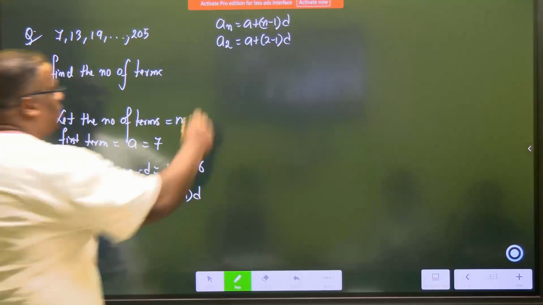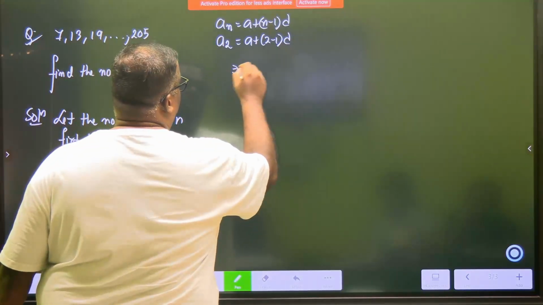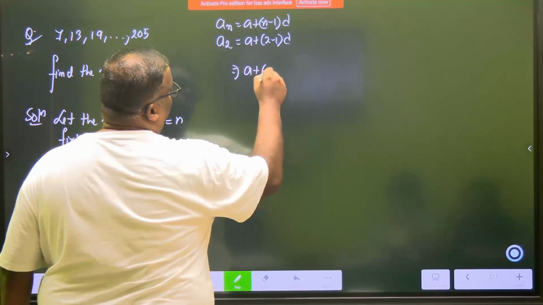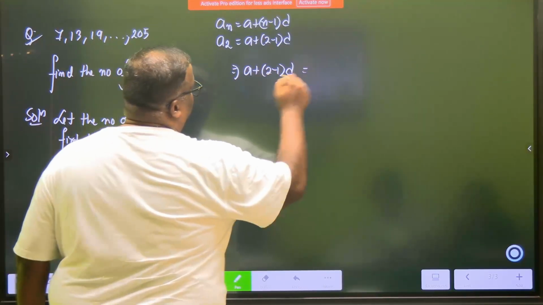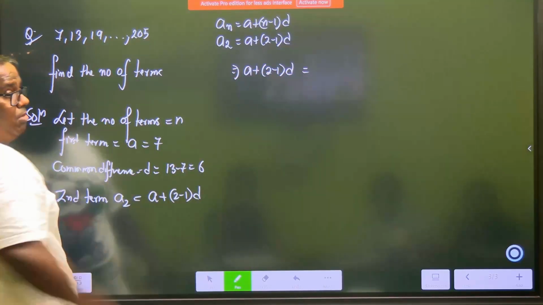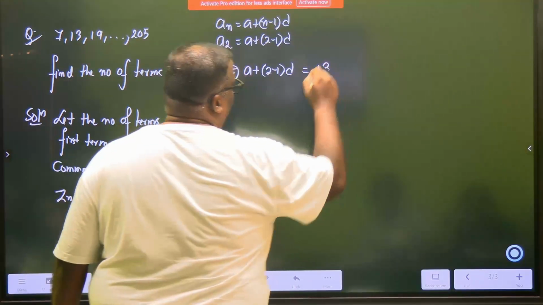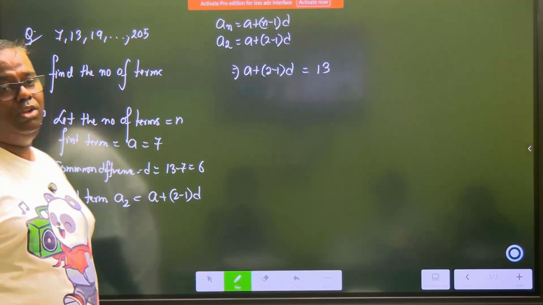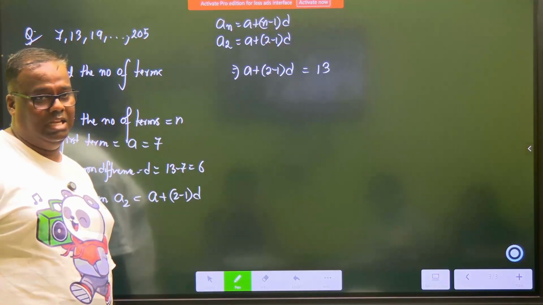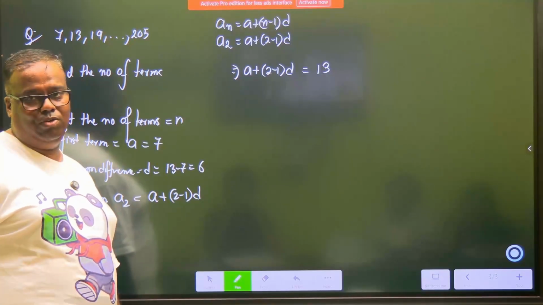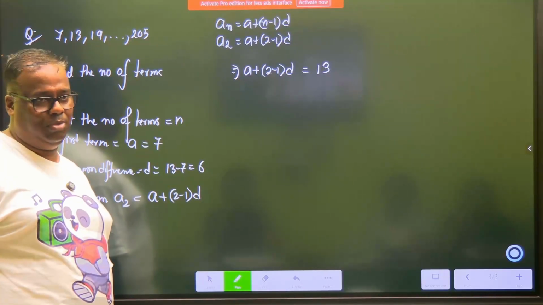Right? So I write a plus 2 minus 1 into d. This is the second term. And who is the second term out here? 13. They have asked you to find the value of what? N. So if you go by this, can you find out the value of n? No, because n is not appearing out here.